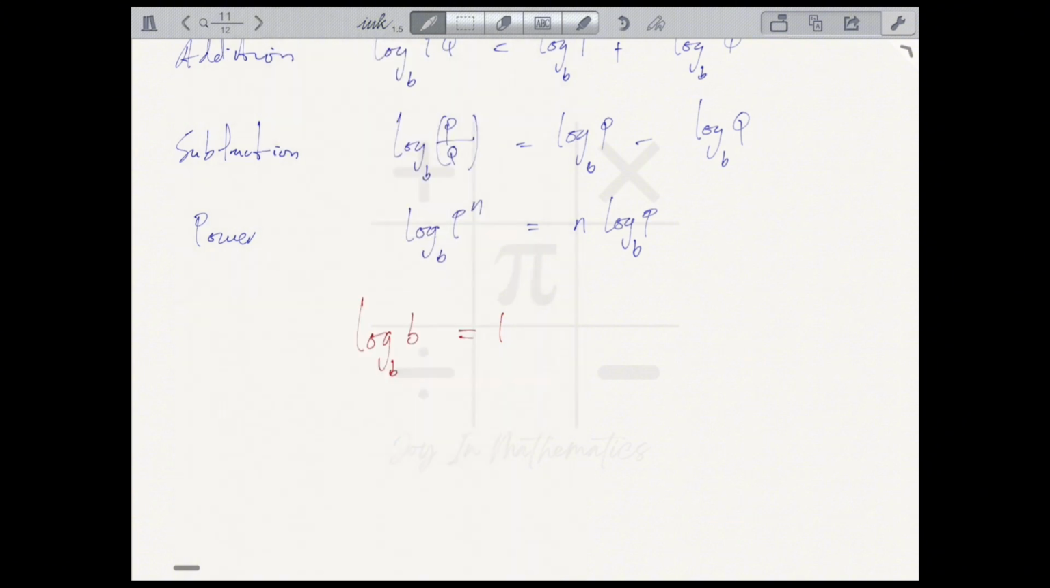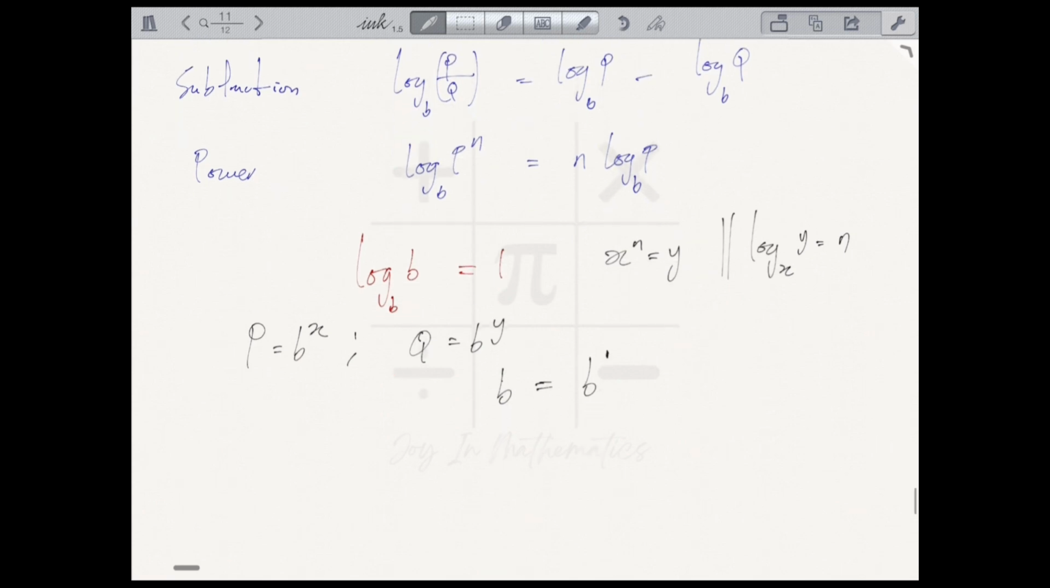Now let's recall again that in logarithm form, p is equal to b raised to power x, likewise q is equal to b raised to power y. Now what if we just have b? It is b raised to the power what? 1. So b is b raised to the power of 1. Therefore, if we convert this to logarithm format, we will have that log b to base b is equal to 1.